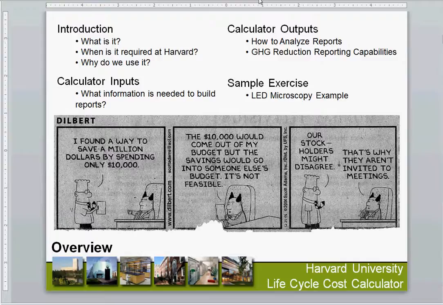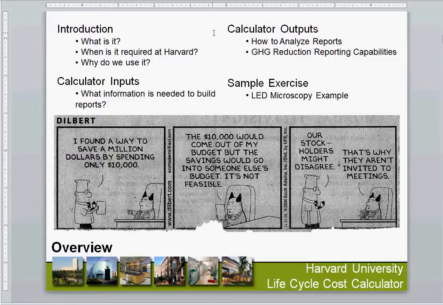But most of the time is going to be spent looking at the calculator inputs, what information we need in order to generate one of these reports, and the outputs. So once we have the report, how do we analyze the results, both from an economic and greenhouse gas reduction standpoint. And finally, I will be switching back and forth to do a sample exercise from a real analysis we performed at Harvard recently that shows why we do this in the first place, because it was driven not by energy savings, but there were real maintenance savings benefits that made the project much more feasible, as you will see. Energy savings are important, obviously, but sometimes they're not the whole picture, and that's really why we start to get into this.